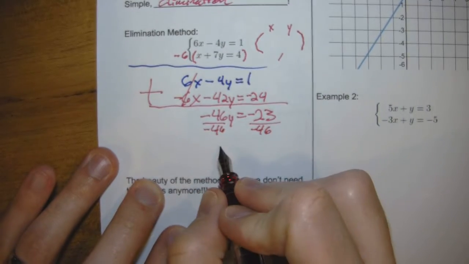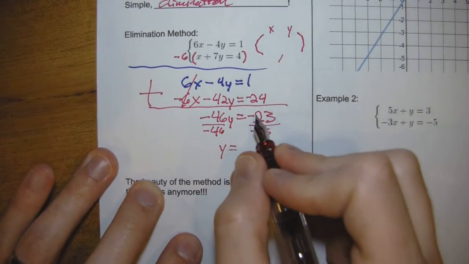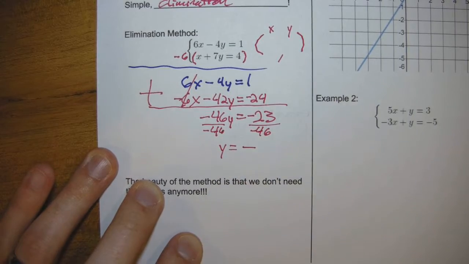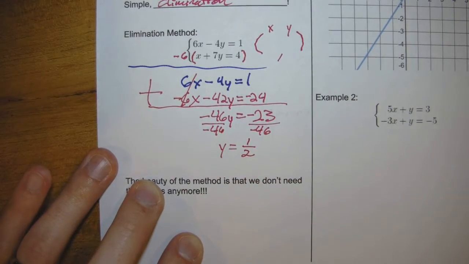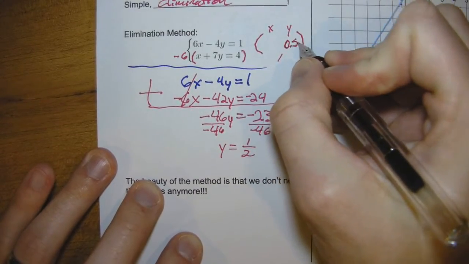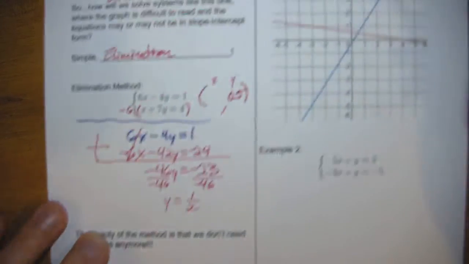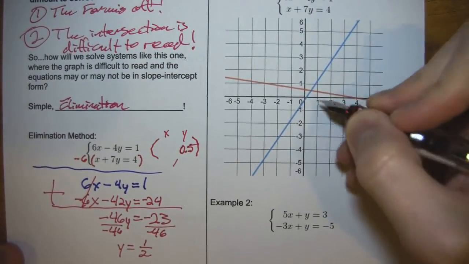So 46 divided by 46, so that's just y. Cool. Negative 23 over a negative 46, well, that's a positive number. Negative divided by negative is positive. 23 over 46 simplifies to just 1/2. Or if you prefer a decimal, 0.5. Cool, so I'm halfway home. So this point is halfway up between 0 and 1 on the y-axis.